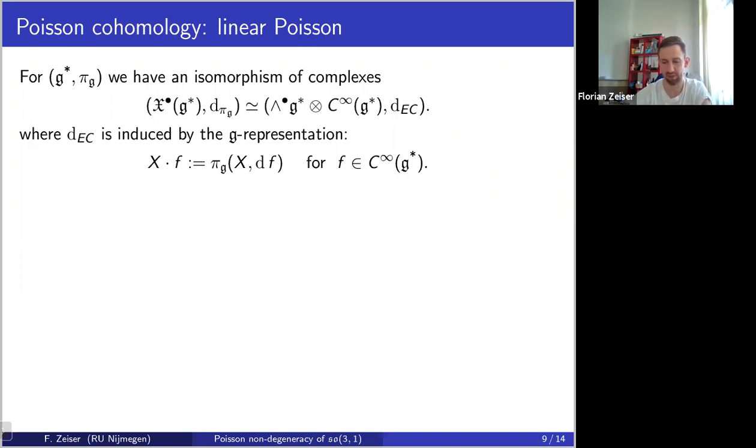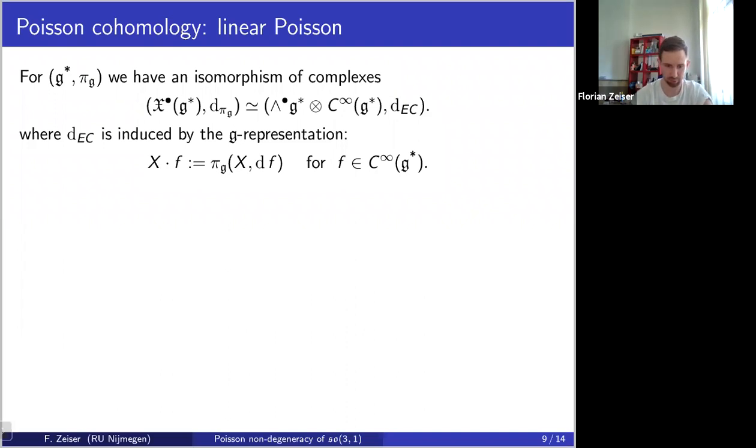So the differential turns into the Chevalley-Eilenberg differential, which is obtained from the g-representation given, as described here. So x acts on a smooth function f using this linear Poisson structure. So in this way, for linear Poisson structures, one can see Poisson cohomology as Lie algebra cohomology with coefficients in smooth functions on the dual.